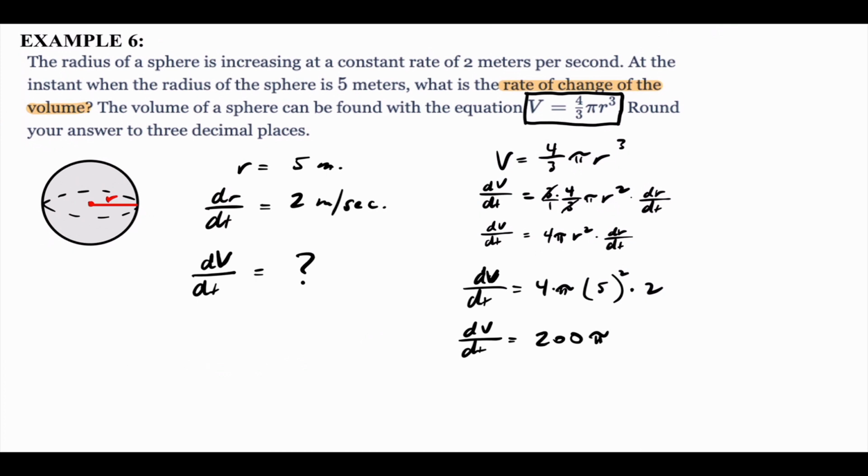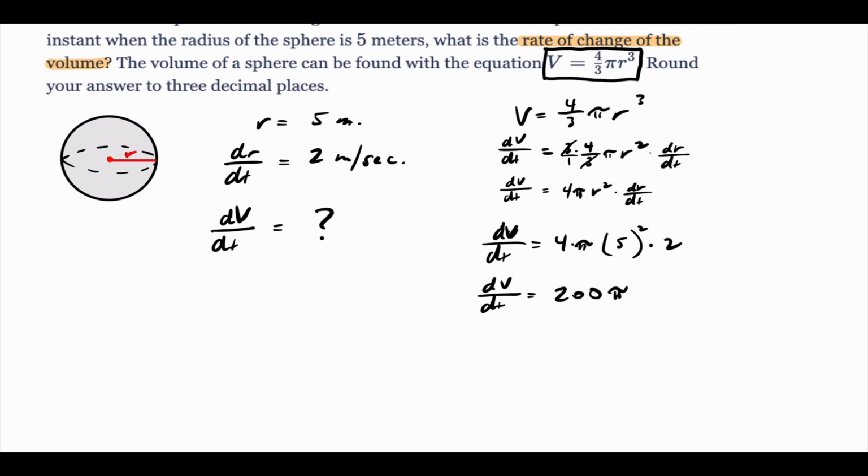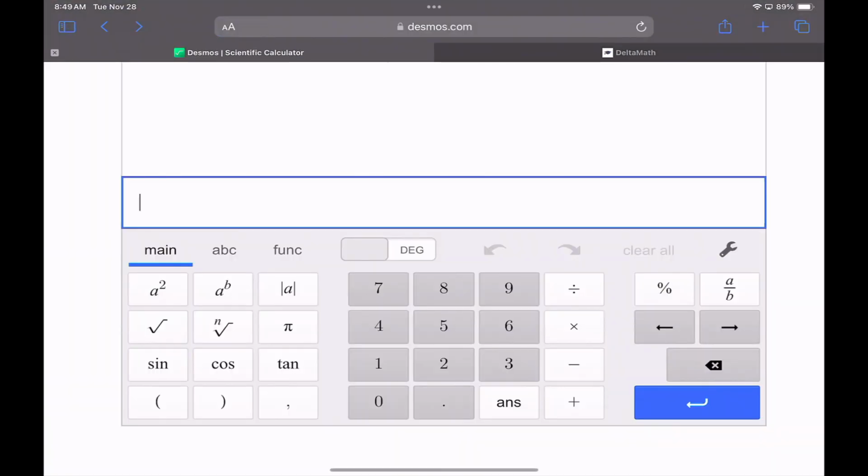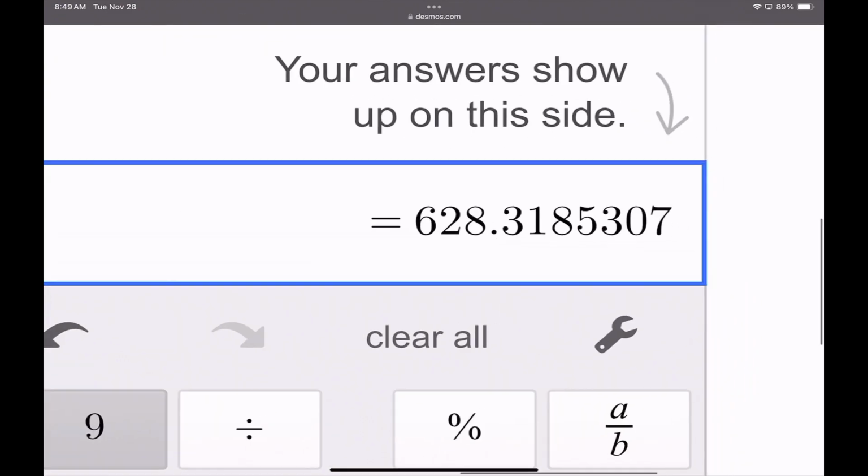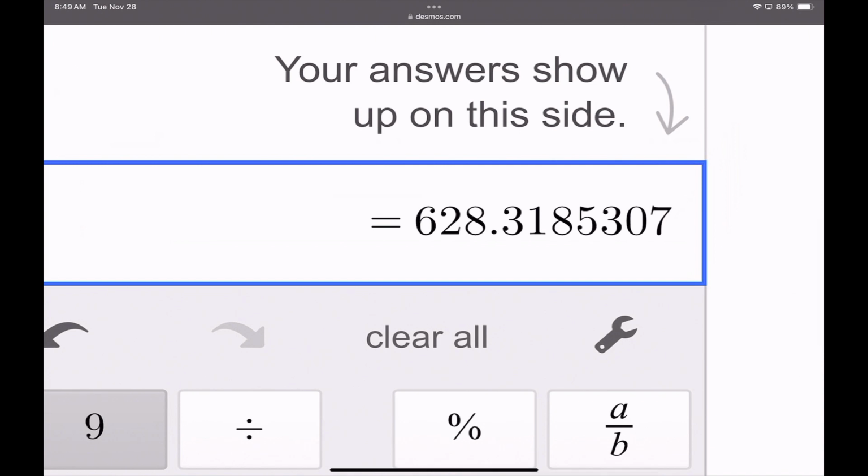Now that works, but it does say round your answer to the nearest decimal. So that means they want us to actually multiply times pi, not just leave it like that. Sometimes they want you to leave it like that. If it's a non-calculator question, leave it like that. But since they want you to round your answer, we're just going to multiply times pi. So 200 pi is 628, and then they want us to round to the nearest 3 decimal places. So 628.319.